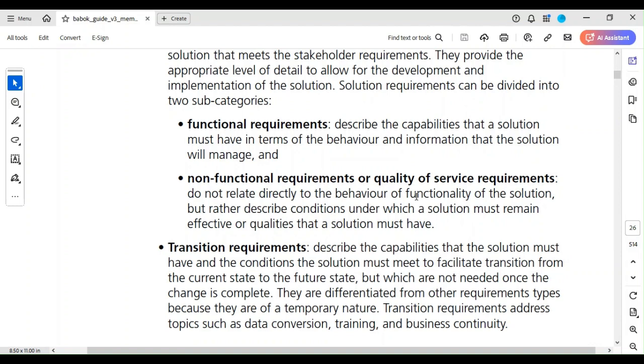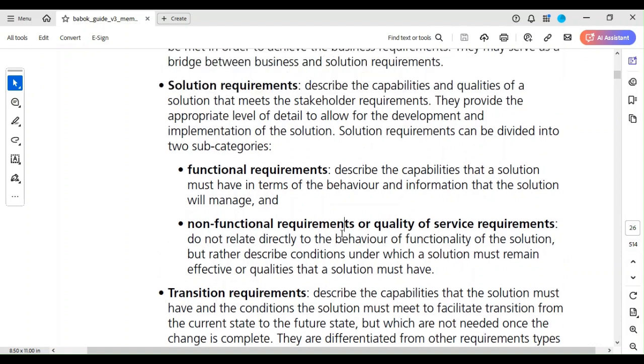Non-functional requirements, or quality of service requirements, do not relate directly to the behavior or functionality of the solution, but rather describe conditions under which a solution must remain effective or qualities that a solution must have. So let me go right into this. Functional requirements, that is, that requirement a solution must have. It must have it. Okay? To say that it meets whatever criteria.